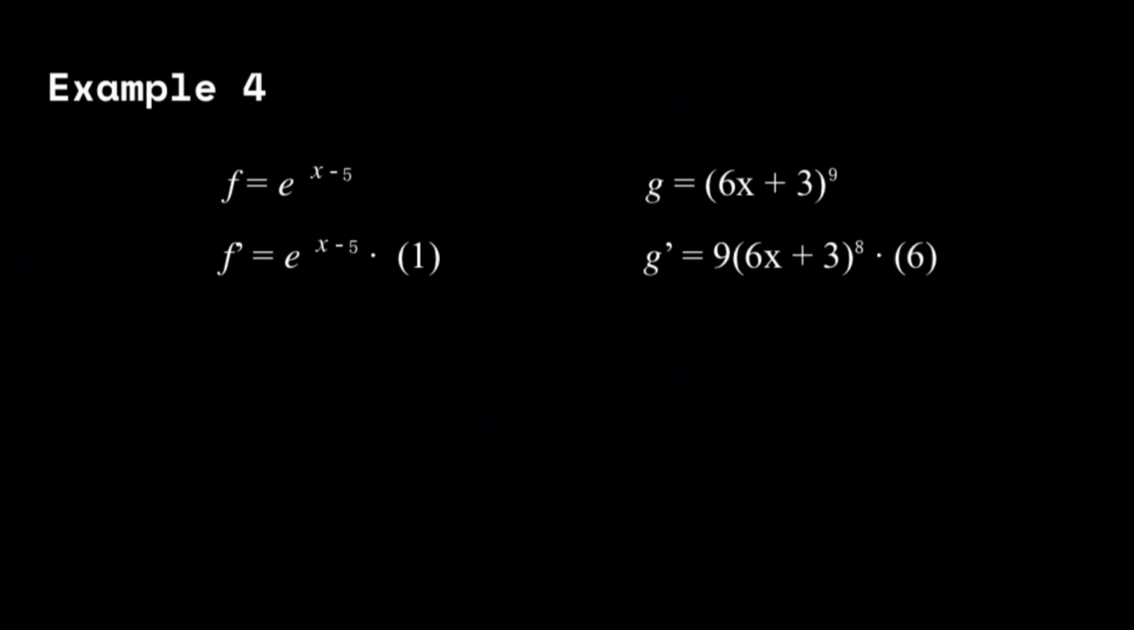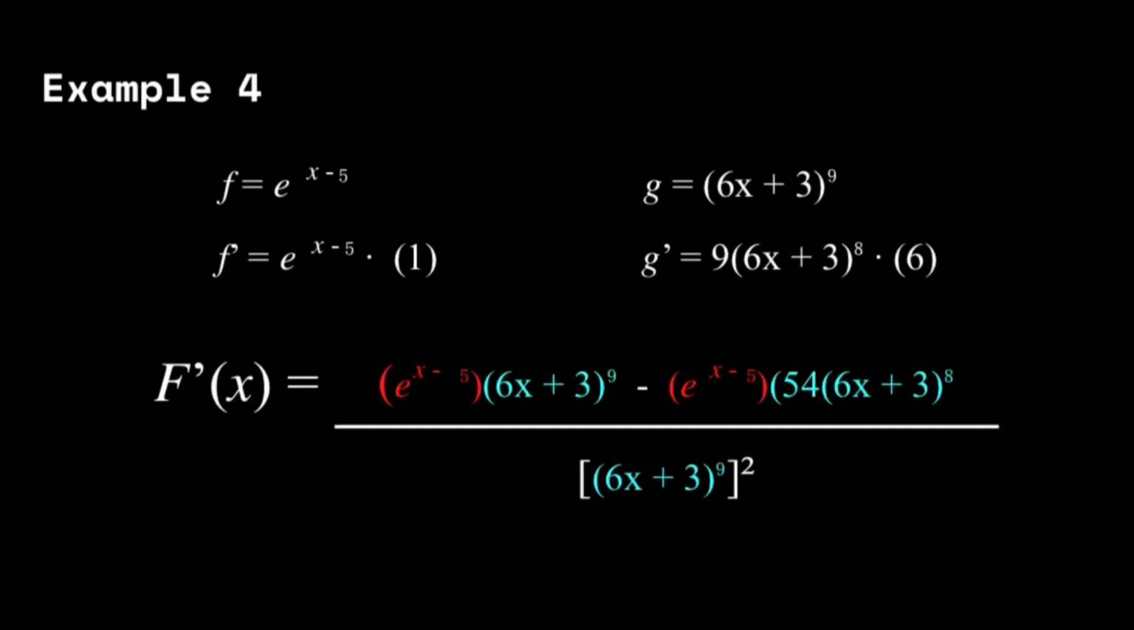To find g, we will have 6x plus 3 to the 9th power. For our g prime, we'll use the chain rule again, and we'll move the 9th power down as a constant and then subtract 1 from 9, leaving you with the 8th power. And then when we find the derivative of the inside function, the x and 3 cancel out, leaving you with just 6.